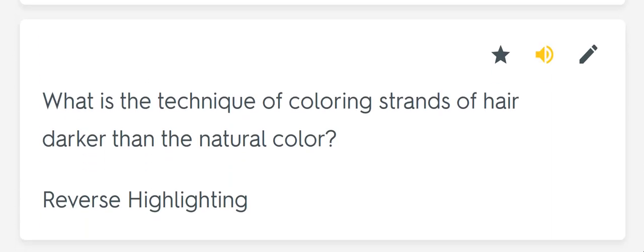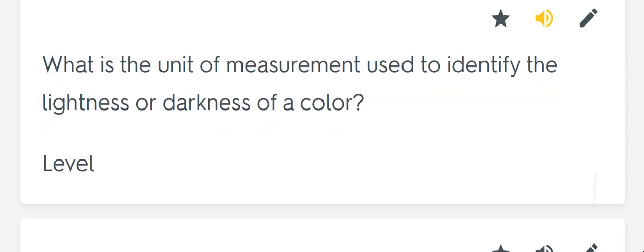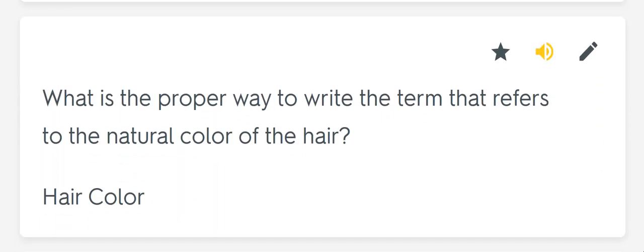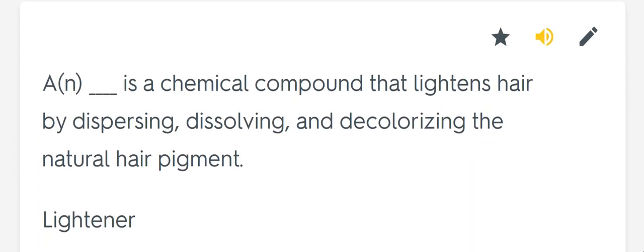What is the technique of coloring strands of hair darker than the natural color? Reverse highlighting. What is the unit of measurement used to identify the lightness or darkness of a color? Level. What is the proper way to write the term that refers to the natural color of the hair? Hair color. A lightener is a chemical compound that lightens hair by dispersing, dissolving, and decolorizing the natural hair pigment. Lightener.